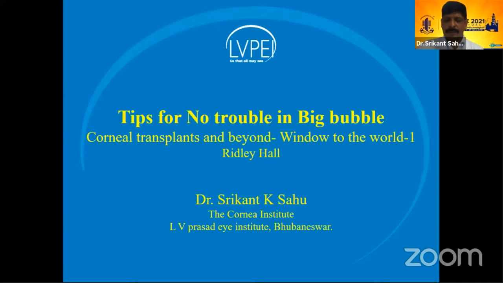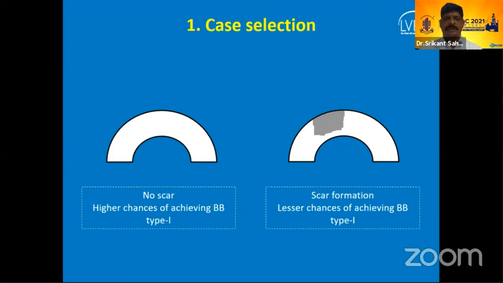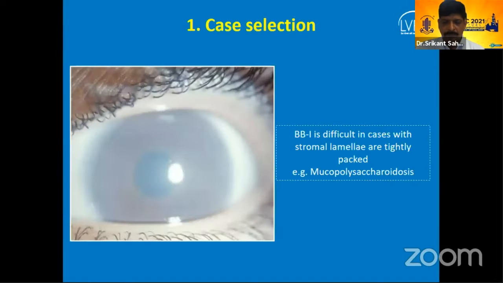Now, if you come back to the basics, case selection for DALK, and specifically for big bubble, is important. We need to take care that there is not a deep scar. The deep scar prevents the air from going further and making a big bubble. And there are certain conditions where the stromal lamellae are tightly packed, like in the case of mucopolysaccharidosis. So these cases are not good for forming a big bubble.